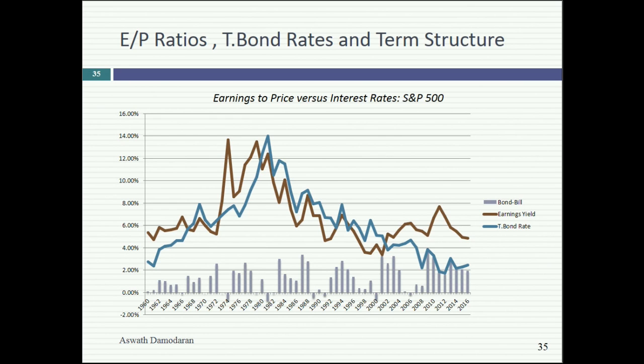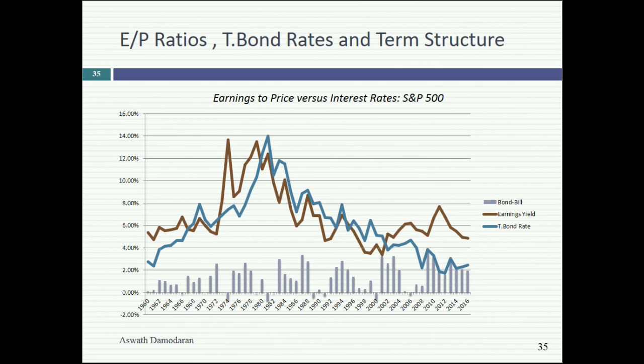When rates are low, the earnings to price ratio is low, which means the P/E ratio will be high. When rates are high, the earnings to price ratio will be high. In fact, I've added a third series in here. And that third series is actually the difference between the 10-year bond rate and the T-bill rate.